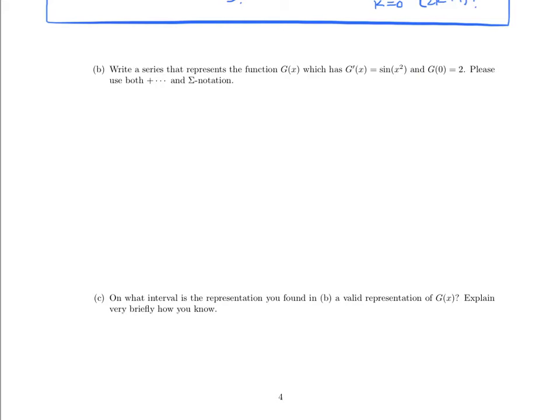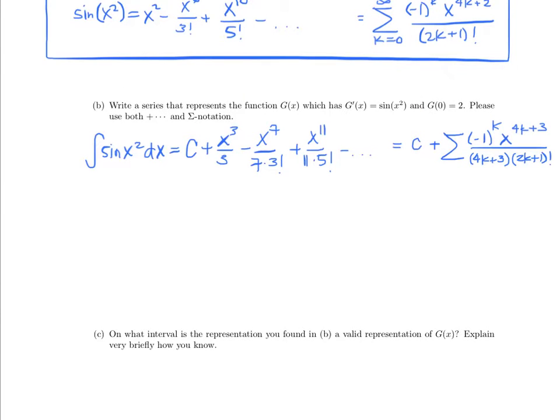First, we want to take the antiderivative of each term in the polynomial that we found in part A. Here is the general antiderivative for sine of x squared. Note that we have this constant c involved as the first term. We now want to use the fact that g evaluated at 0 is equal to 2 in order to solve for c. Well, if we plug in 0 for x, we note that all of the terms involved in our series are going to go to 0. So if g evaluated at 0 is going to be equal to 2, that 2 depends on c entirely.